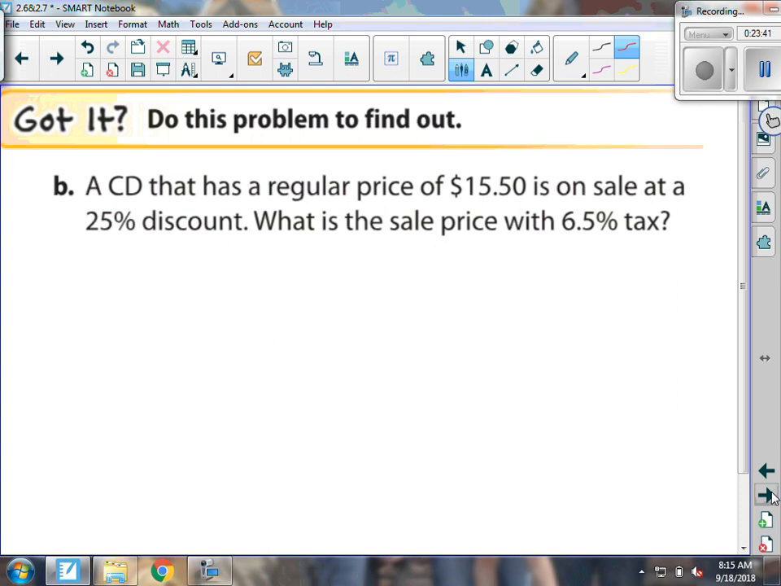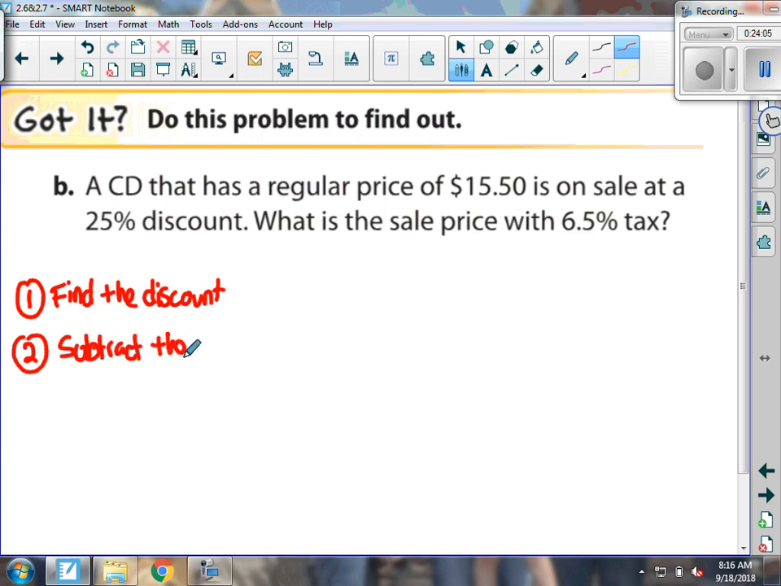Okay, you're going to do the same thing here. So remember, our first step is we're going to find the discount. So you're going to multiply 15.50 times 0.25 to find the discount. Next, you're going to subtract the discount to find the sale price.